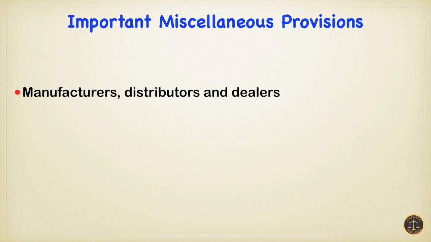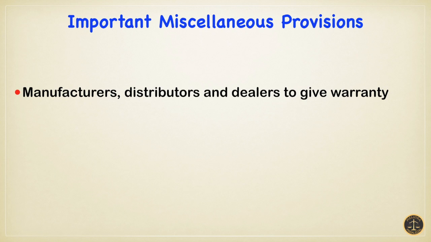Next, important miscellaneous provisions. Following are the important miscellaneous provisions. First, manufacturers, distributors, and dealers to give warranty. It means no manufacturer or distributor of or dealer in any article of food shall sell the article to any vendor unless he also gives a warranty in writing in the prescribed form about the nature and quality of such article to the vendor.